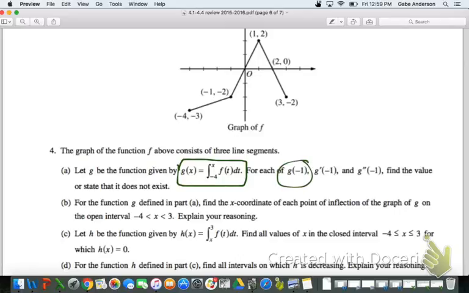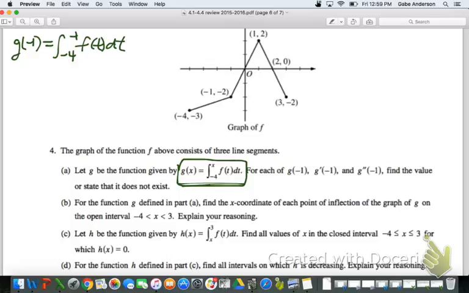So look at what we're supposed to do here. We're supposed to find g of negative 1. So going back to old Algebra 1 stuff, whenever you see g of negative 1, doesn't that just mean plug a negative 1 in wherever you see an x? So that's what we would do. Let's find g of negative 1. Using this function right here, g of negative 1 means the integral from negative 4 to negative 1 of f of t dt. Great. How am I supposed to handle that? What am I supposed to do?